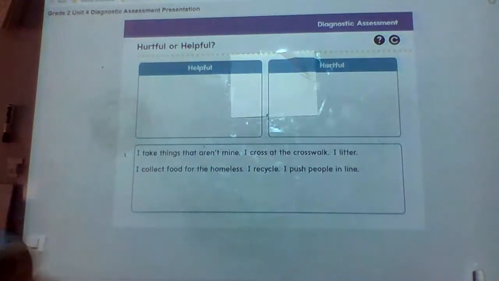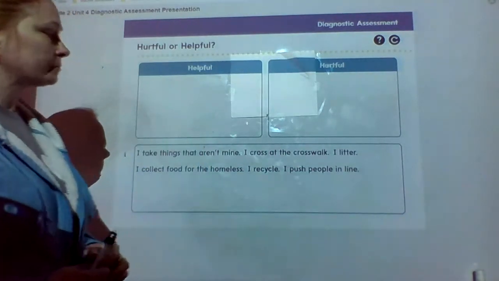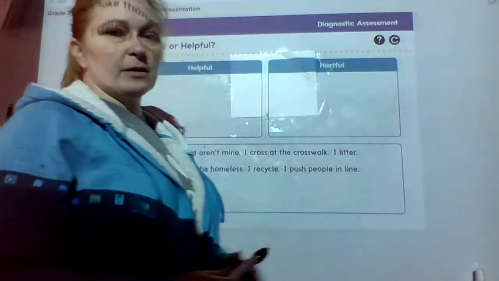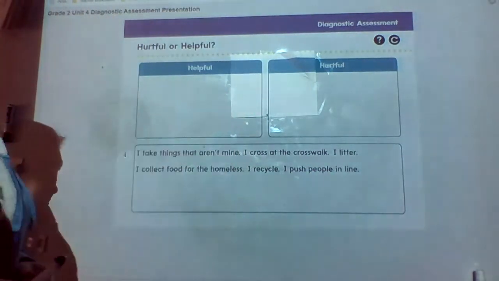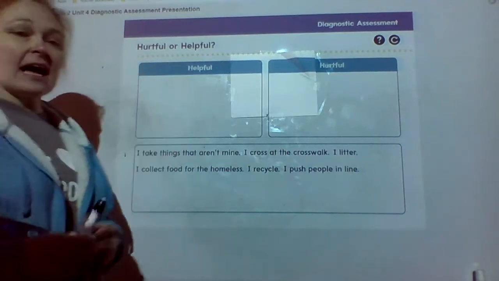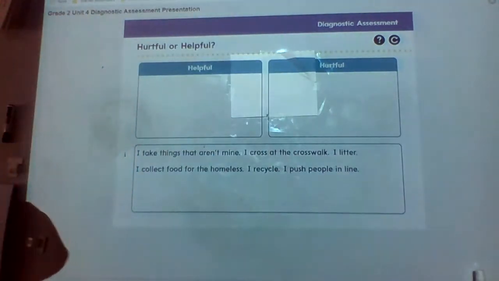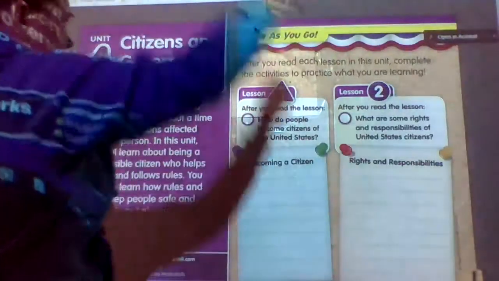Hurtful. I collect food for the homeless. Helpful. I recycle. Oh, Mrs. Isham would be so proud that you're helpful. I push people in line. Hurtful. The helpful things are things that God wants you to do. These hurtful things? No, He doesn't want you to do that. So think about that.